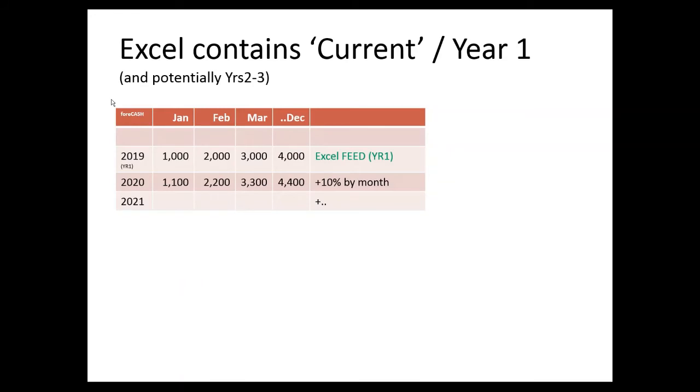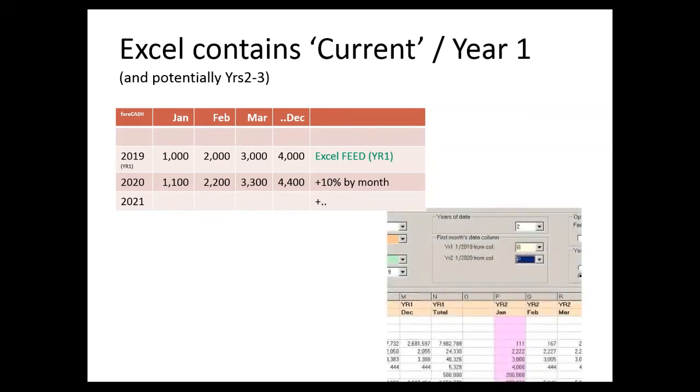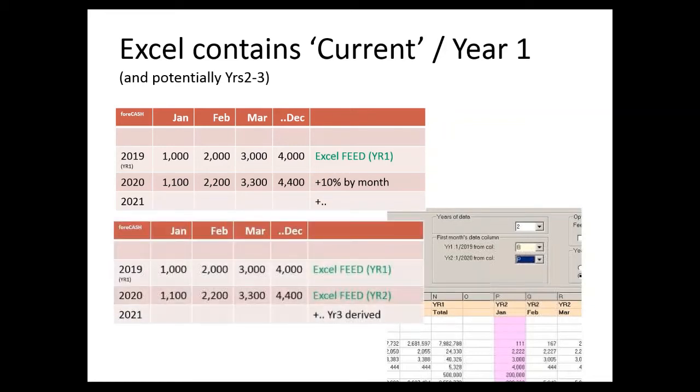In this case, your data source already has the exact figures you want, so the figures can feed straight into foreCASH without change. When you run the wizard, you'll see that you have the option to feed in more than 1 year of data. In this screenshot, there are 2 years of data, both of which can feed straight into foreCASH. But if I'm creating a 3-year forecast, I can still use the auto increase feature for year 3.